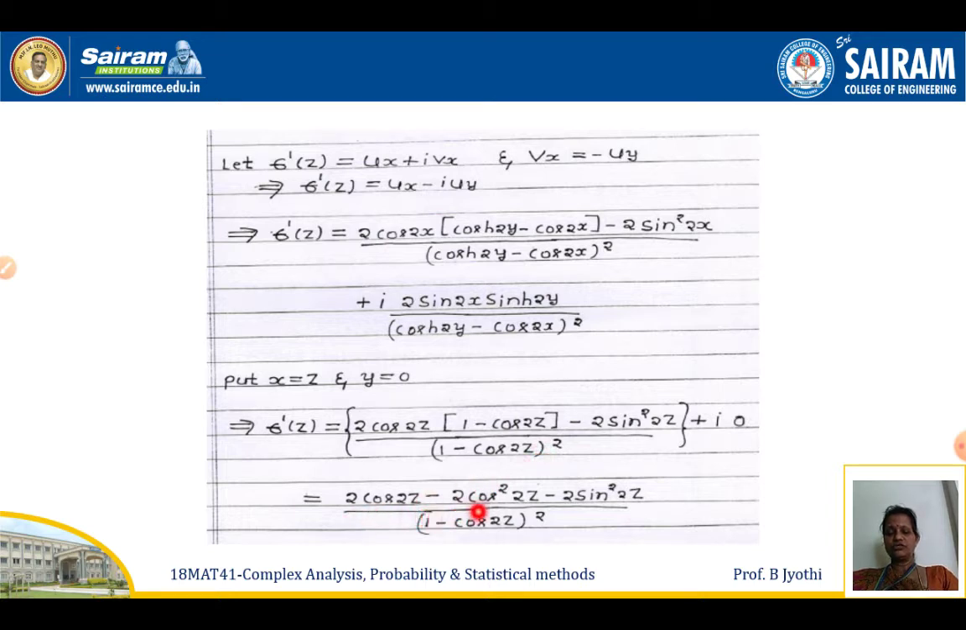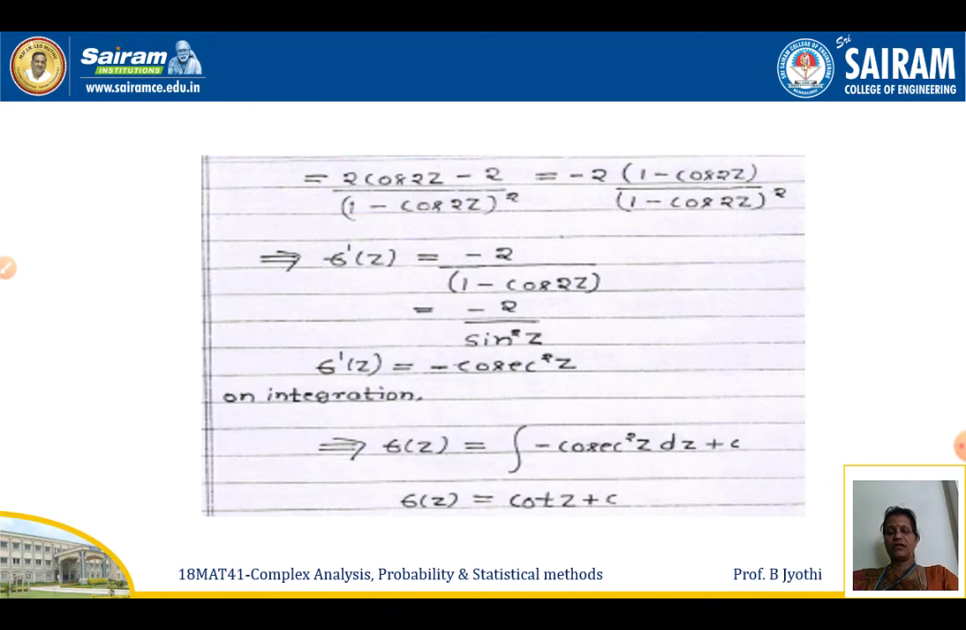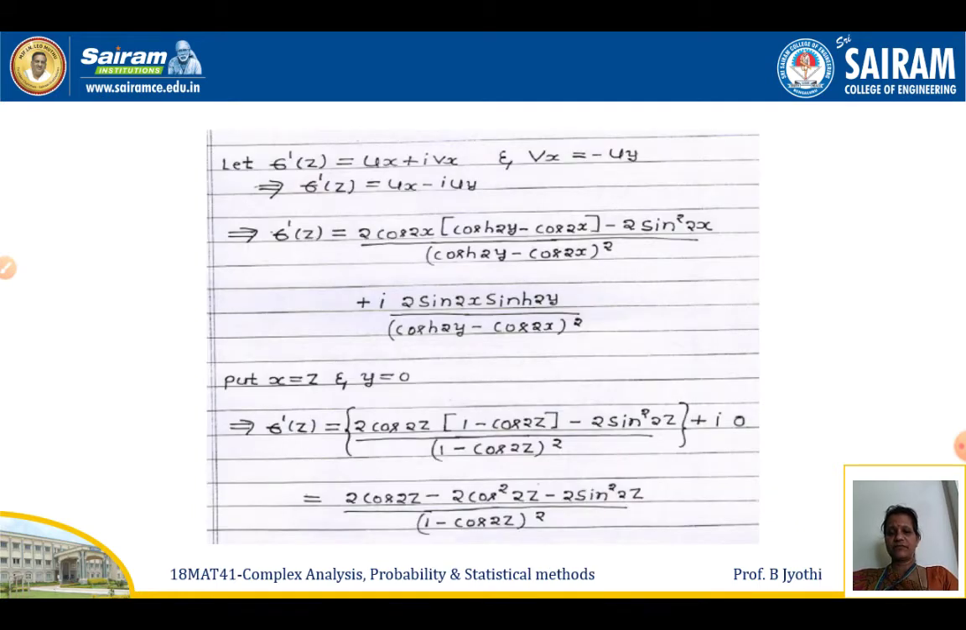On simplification, we get 2 cos 2z minus 2 cos square 2z minus 2 sin square 2z divided by 1 minus cos 2z the whole square, and the imaginary part will become 0 because here we don't have anything, that is 0. I into 0 is 0. On simplification, 2 cos 2z minus 2 divided by 1 minus cos 2z the whole square, because here we can observe 2 if you take outside we will get cos square 2z plus sin square 2z, it will be 1.